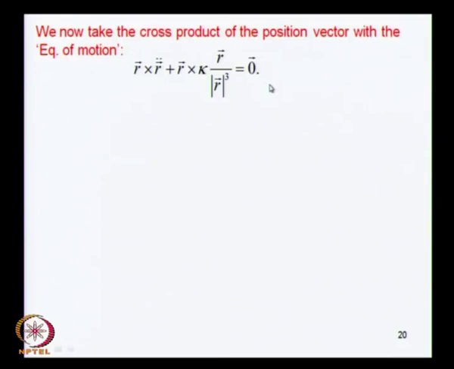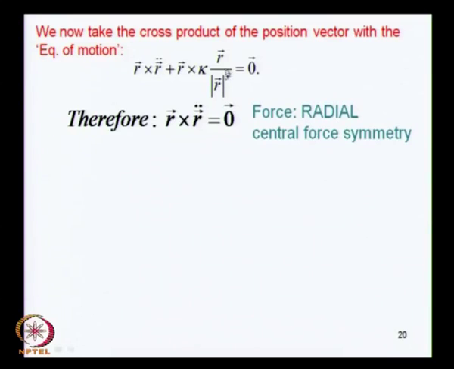Now, if you see the second term, this is the cross product of r with r. The cross product of two collinear vectors will vanish, which means that the first term vanishes. So, r cross the acceleration will go to 0. Acceleration is of course along the direction of the force, and this comes because the force has radial symmetry. So, there is a symmetry which has become manifest.